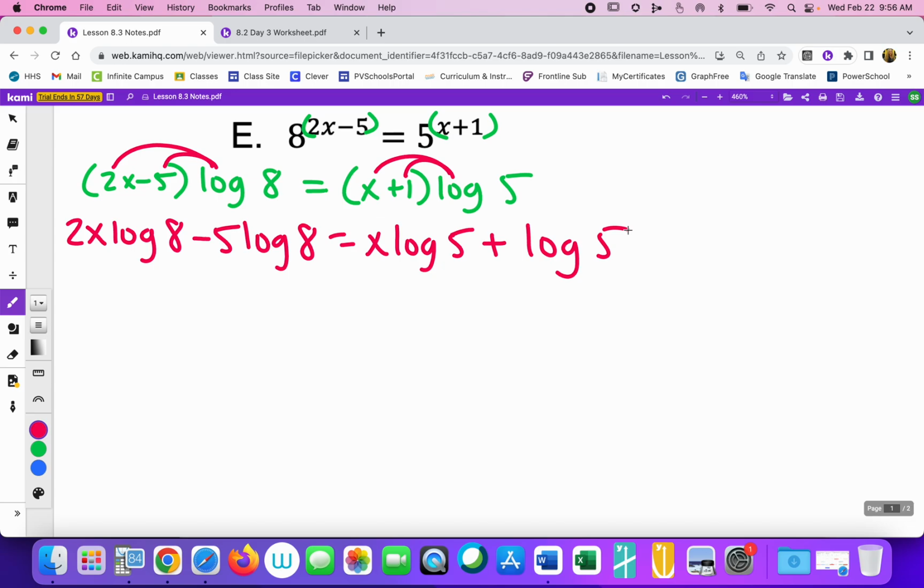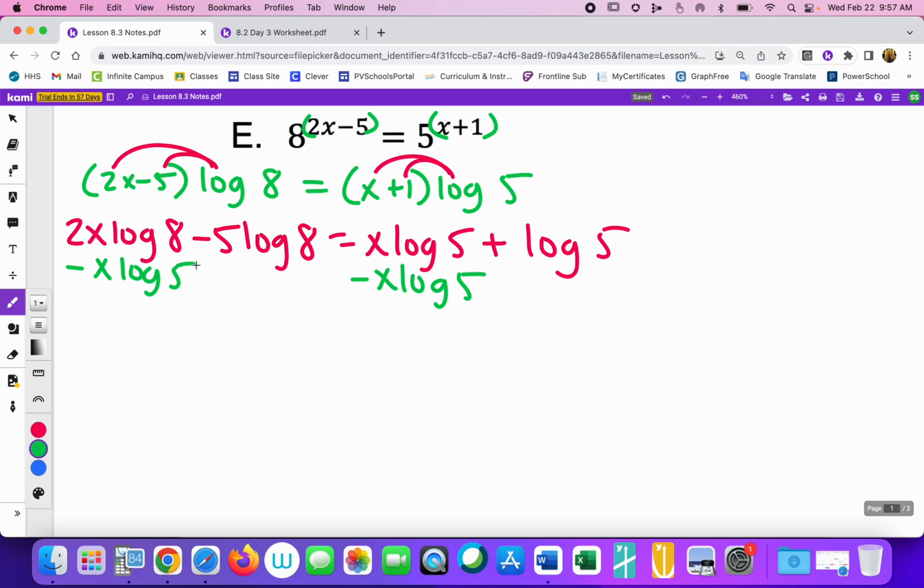We need the x ones on the same side. Okay. So kind of ignore the logs. If I had 2x minus 5 equals x plus 1, if I want to move the x's to either side, it doesn't matter which side you move them to, I'm going to move this one since it's positive, I'm going to subtract it over here. I'm just going to put them on the same side. So I'm going to subtract x log 5 over here. Now I can't actually combine these two because they're different logs, first of all. All right, but I need them on the same side.